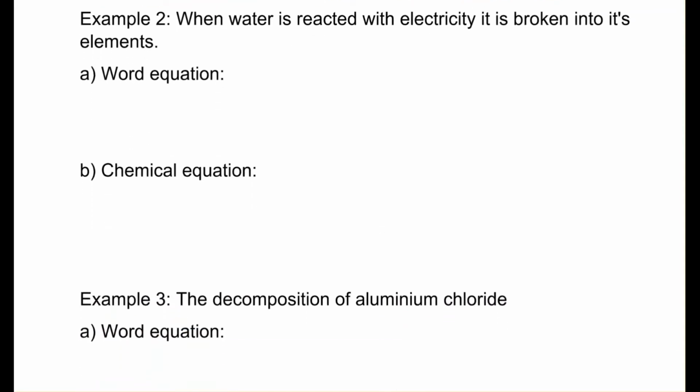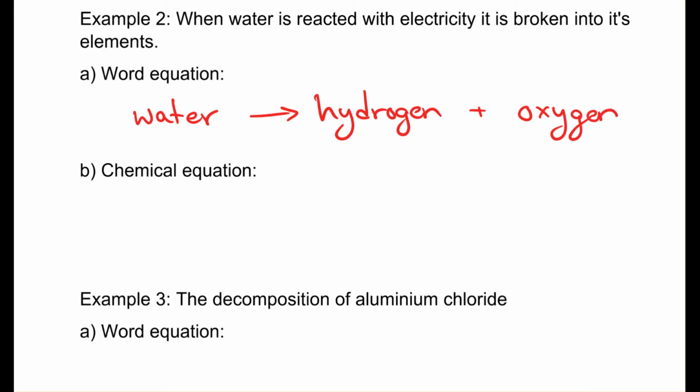Let's try another one. When water is reacted with electricity, it is broken into its elements. Okay, no problem. Let's write a word equation for this. So we're going to start with water, and it's going to break up into its elements. Well, what are the two elements that make up water? Yeah, you're right. It's hydrogen and oxygen. So we're going to break this up into hydrogen and oxygen. So water, well, let's turn all of these into formulas. What's the formula for water?